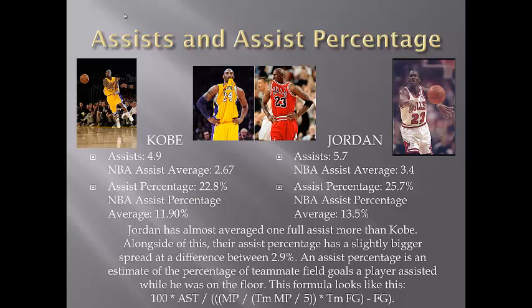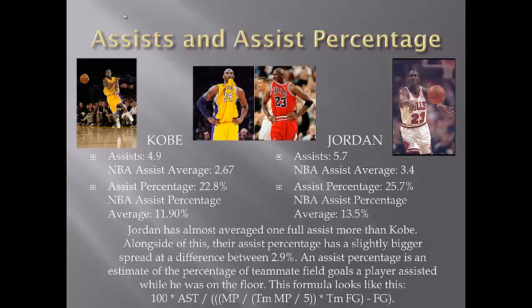Assists and assist percentages. Kobe averaged 4.9 assists, whereas the league average was 2.67. The assist percentage was 22.8%, whereas the NBA assist percentage average is 11.9. You can see he exceeded the average of the NBA.